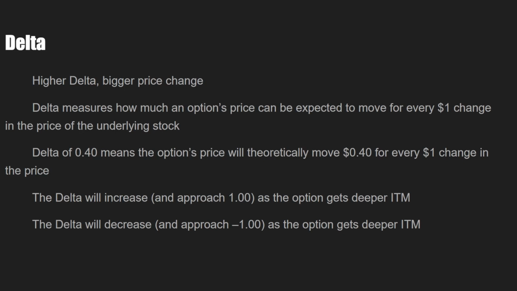The higher the delta, the bigger the price change. Delta measures how much an option contract can be expected to move for every $1 change in the price of the underlying stock. A delta of 0.40 means the option price will theoretically move 40 cents for every dollar change in the price. The delta will increase and approach 1 as the call option gets deeper in the money. The delta will decrease and approach -1 as the put option gets deeper in the money.